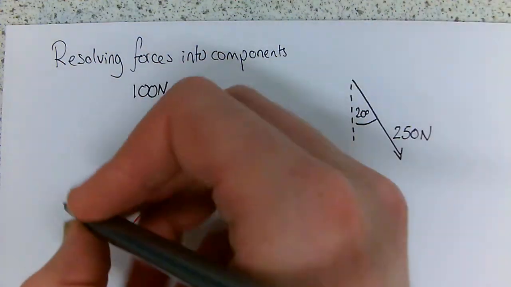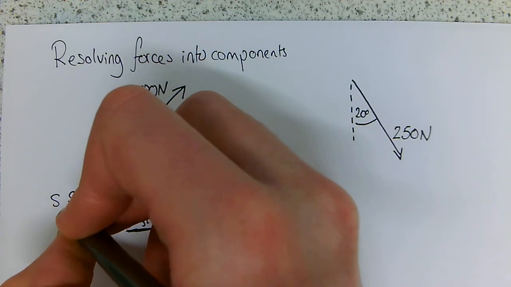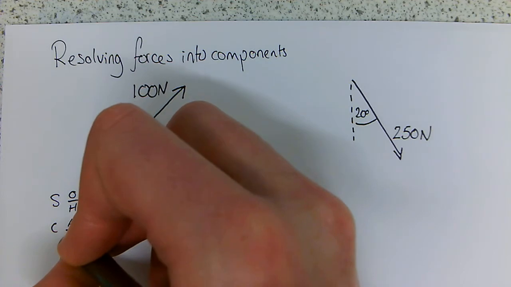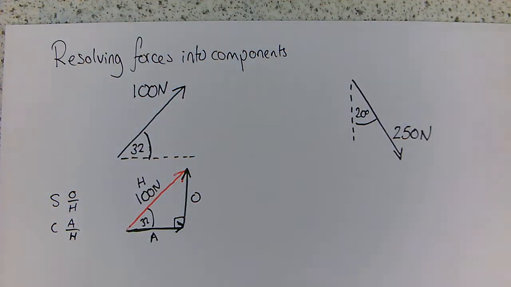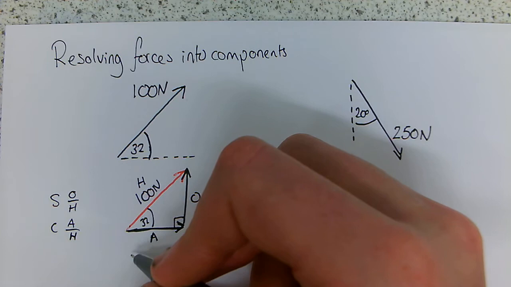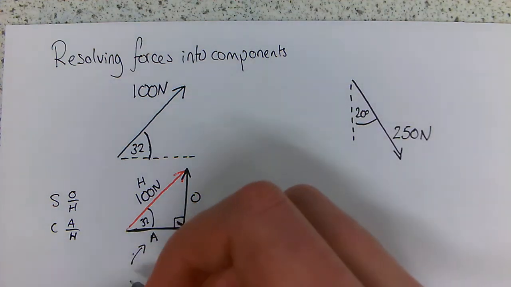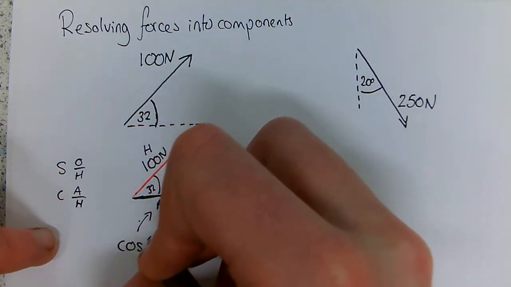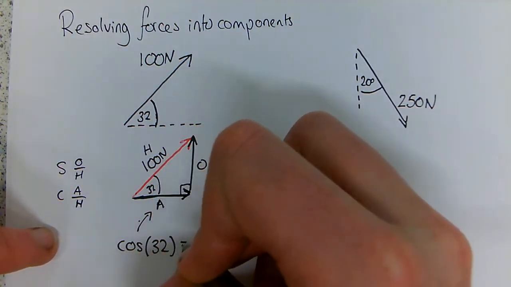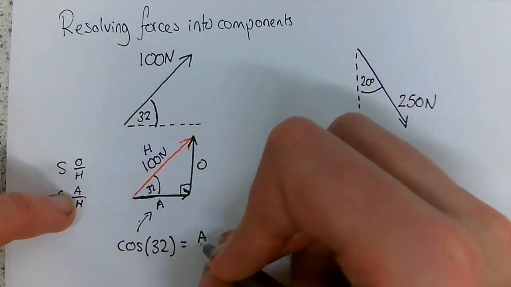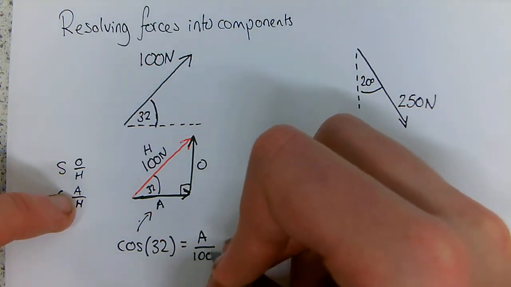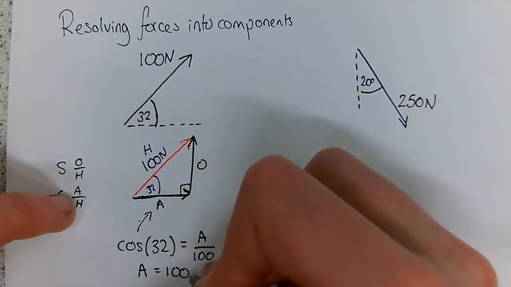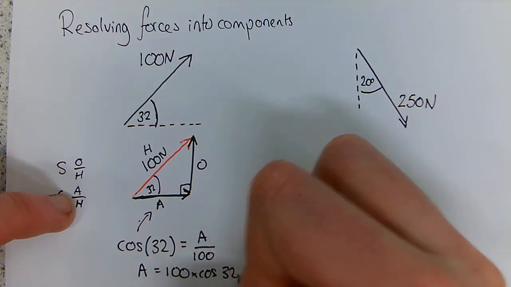So you may know from SOHCAHTOA that the sine of your angle and the cos of your angle are equal to things divided by the hypotenuse. This side here is going to be given by cos of our angle, which is 32, is equal to the adjacent, the thing we want to find, divided by the hypotenuse. So that gives us that A here is going to be 100 times cosine of 32.